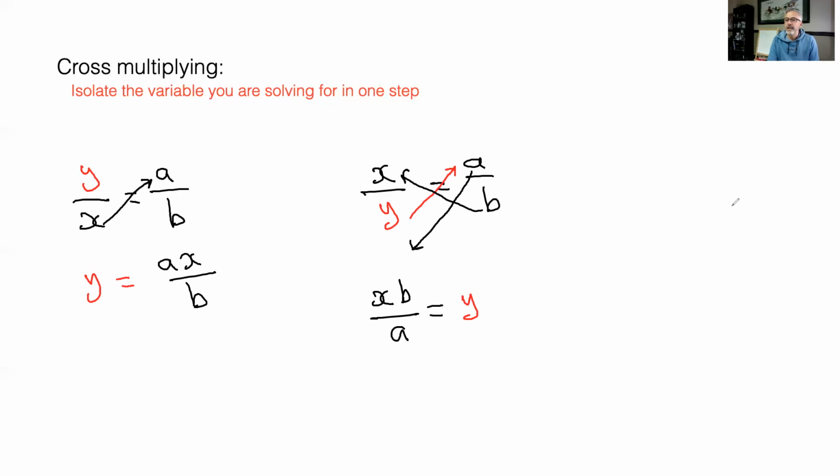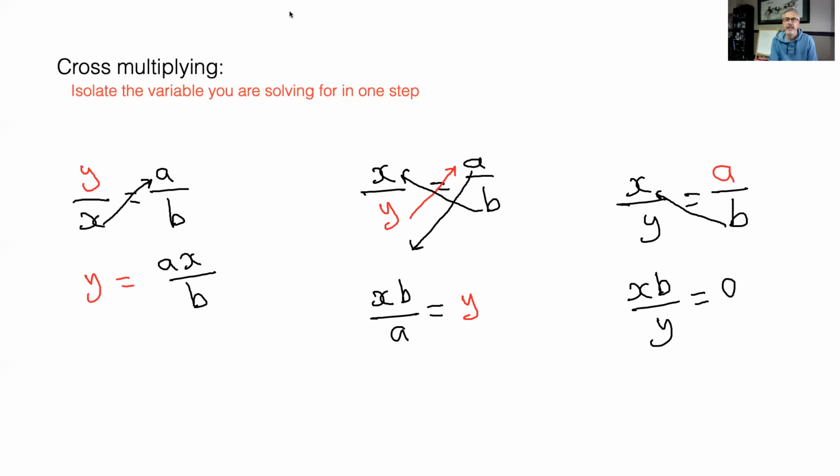So let's say we're isolating for a over b. The same thing again, we're just doing it in a different fashion. This is very easy. Just cross multiply the b there. So xb over y equals a. So automatically the a is isolated. All right.